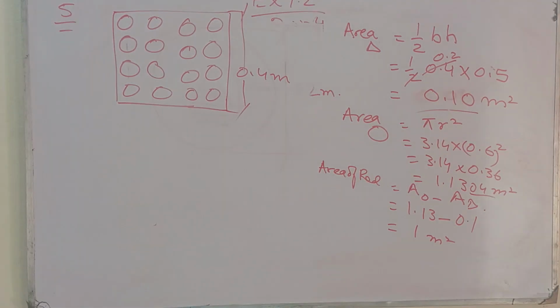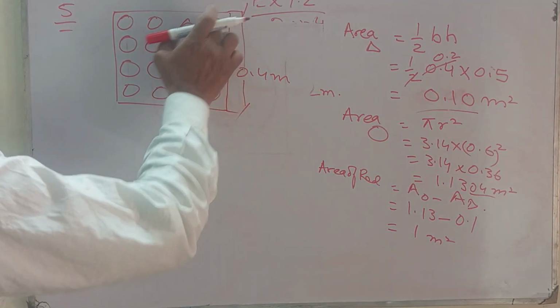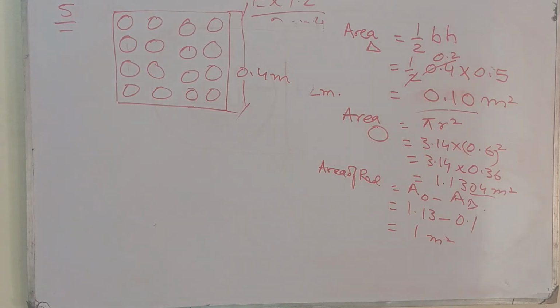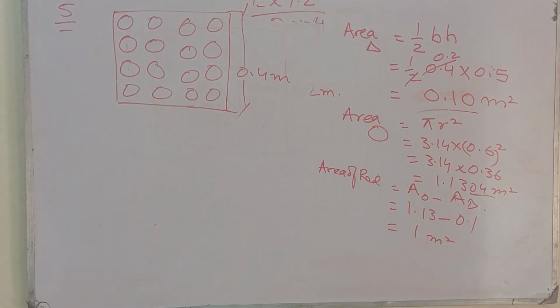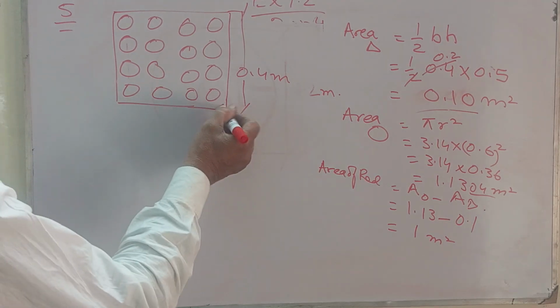And we have to cut these 16 circles from this. We have to make holes in this, 16 holes, maximum holes, and we have to find the leftover area.